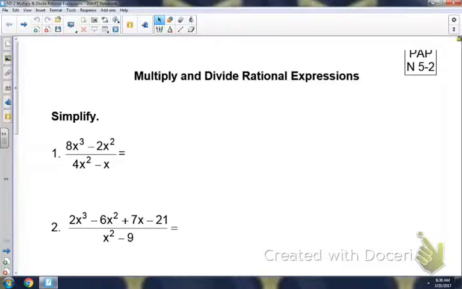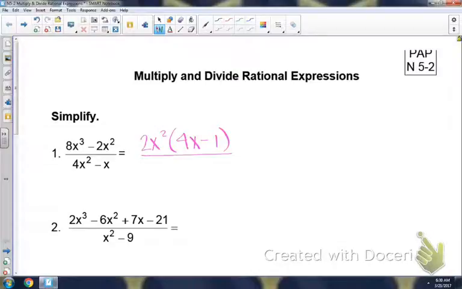Okay, so looking at number 1, first thing, look for the GCF. So notice they have a 2x squared. So you're going to be left with 4x minus 1. And then in the denominator, notice they have an x in common, so you're going to take an x out. And you're left with 4x minus 1. Okay, so once you've factored completely, then you're looking to see if anything will cancel, because anytime you're dividing a term by itself, it cancels out to a 1. Okay, so notice 4x minus 1 will cancel with 4x minus 1.